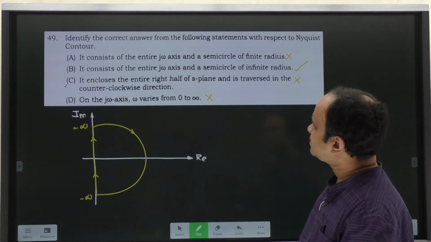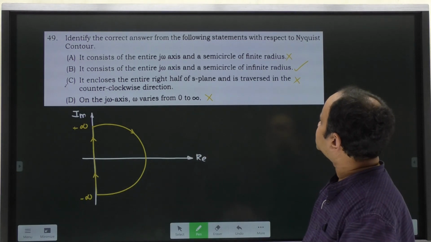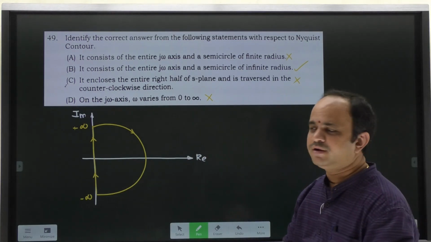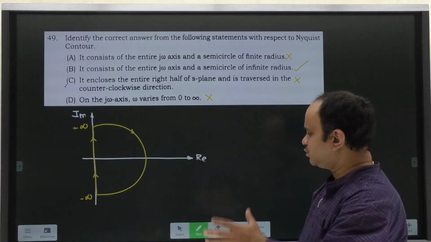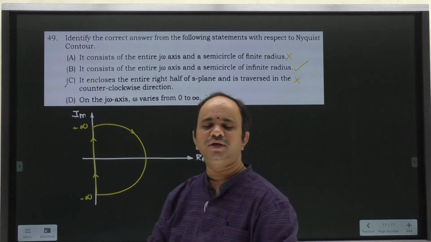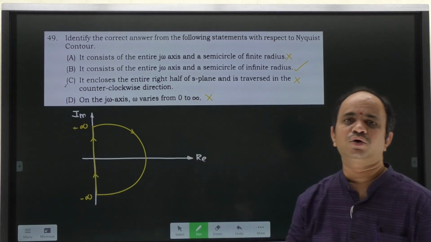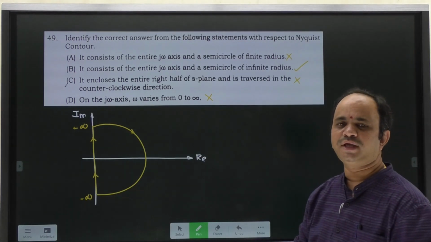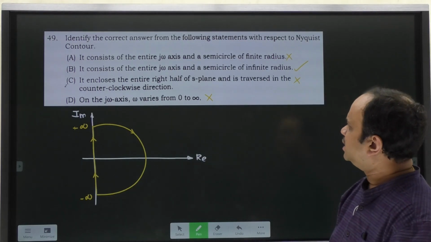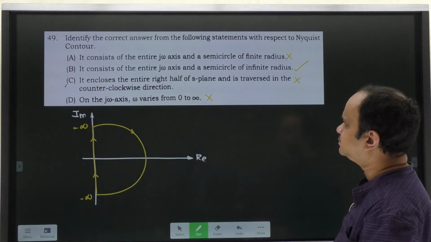It consists of the entire j omega axis and a semicircle of infinite radius that should cover the entire right hand side of the S plane. So basically this selection criterion is to check whether any right hand side closed loop roots are present or not, to comment on the stability of the system. So for this question I can select option B as the correct answer.